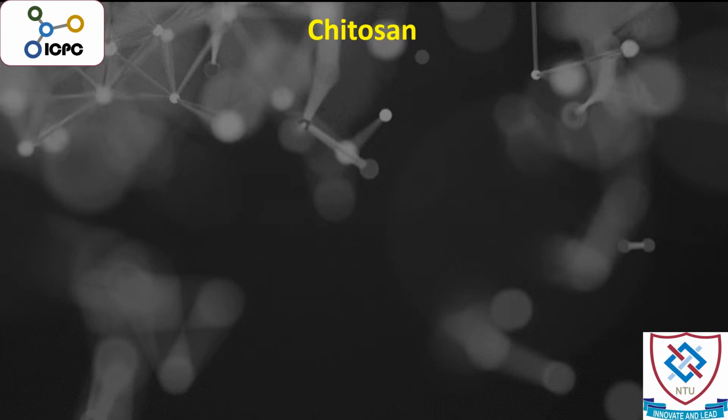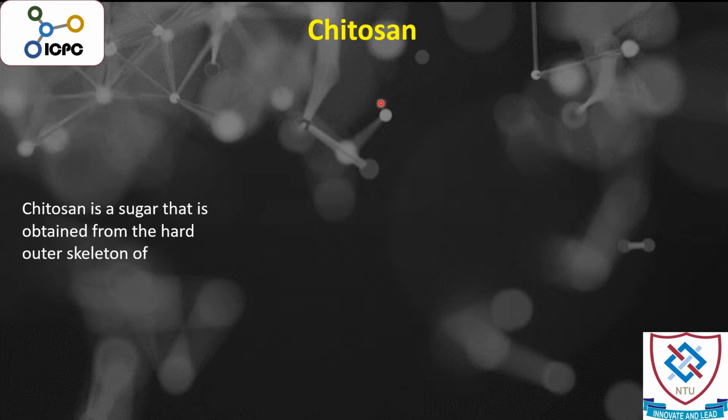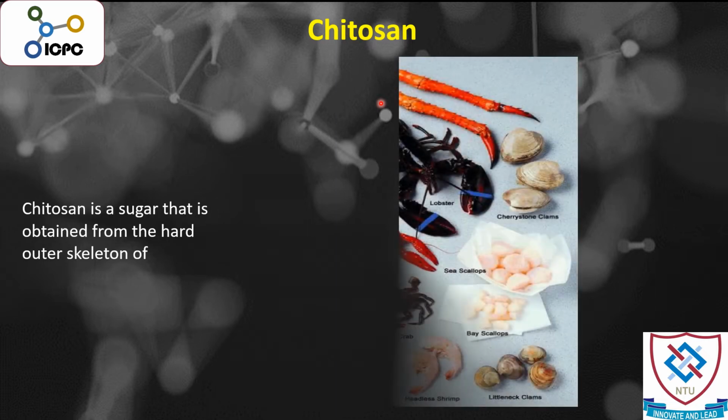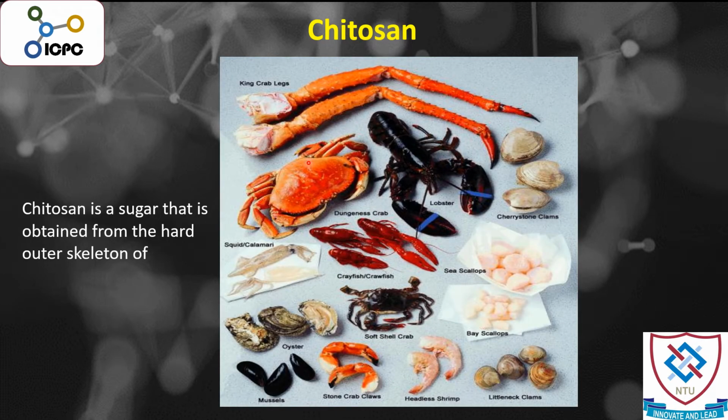First of all, let's talk about chitosan. What is chitosan? Chitosan is a sugar that is obtained from the hard outer skeleton of various seafoods, for example crabs and lobsters. These seafoods are popular around the world, and when their exoskeletons are thrown away after you get the desired food from them, they can be used to produce chitosan. So we can say that chitosan is a material obtained from food waste, and that is why it is sustainable.